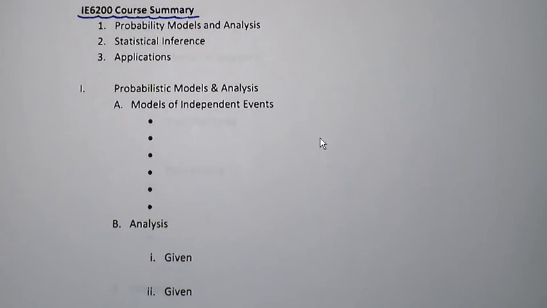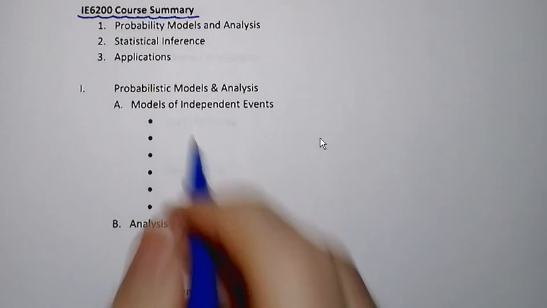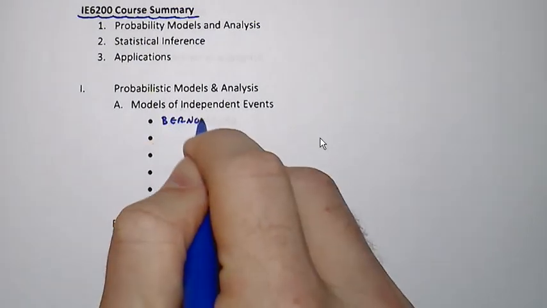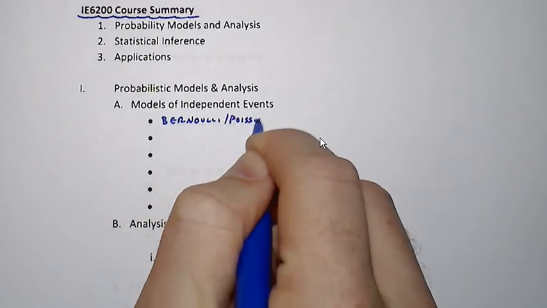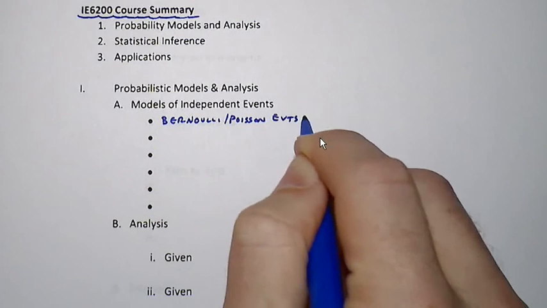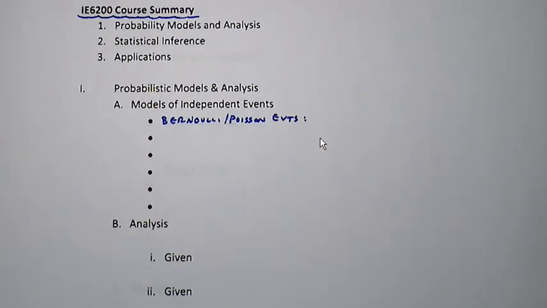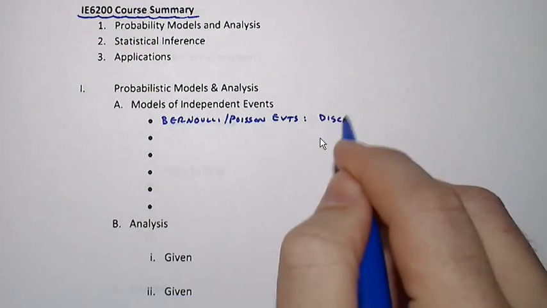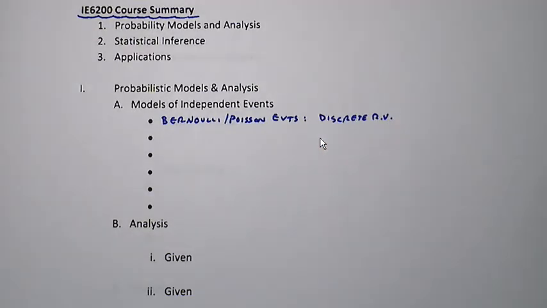you on follow-on courses. In the probabilistic models and analysis block of material, we took a look at first just models of independent events, starting with the notion of Bernoulli and Poisson events, and that led us to a whole bunch of different models for discrete random variables, including the binomial model, the geometric model, the negative geometric model, and the Poisson model. We had about 6 different models that we took a look at for these discrete random variables. And those tended to be of the counting sort, but they could be modified and used for other kinds of things as well, but for discrete random variables.